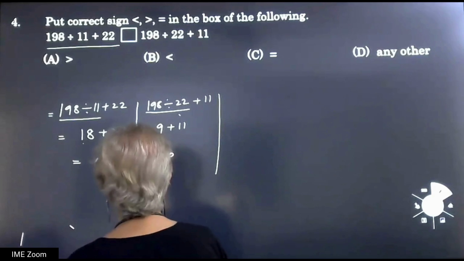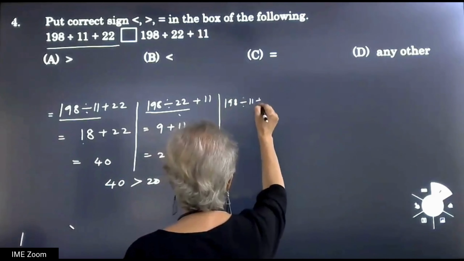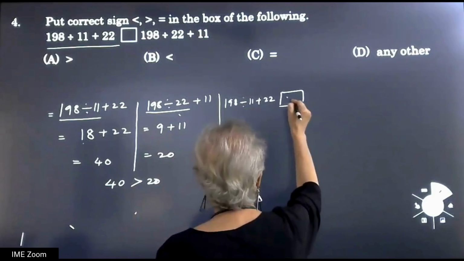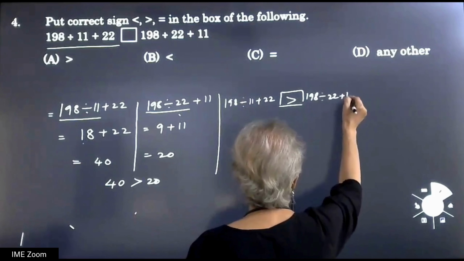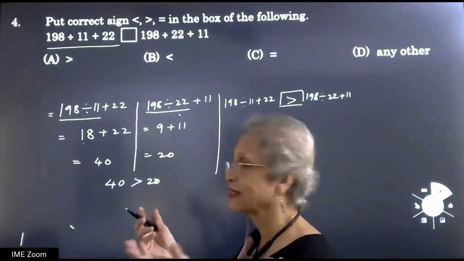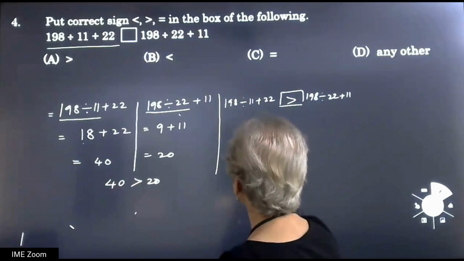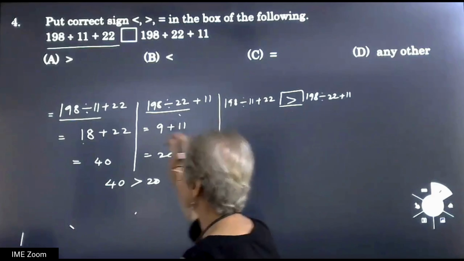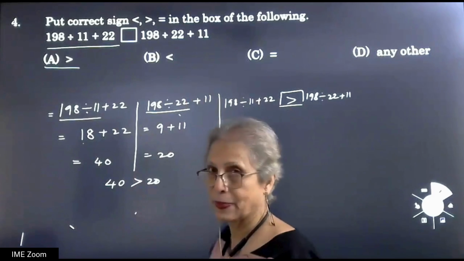And therefore finally what can we write? 198 divided by 11 plus 22. In the box, we have to put the greater than symbol, 198 divided by 22 plus 11. Right? See, this 11 and 22 are simply interchanged and the values are different. This much difference is there. And therefore, this is called the greater than symbol. And so what is our answer? That is A, greater than. This symbol is to be put in between.